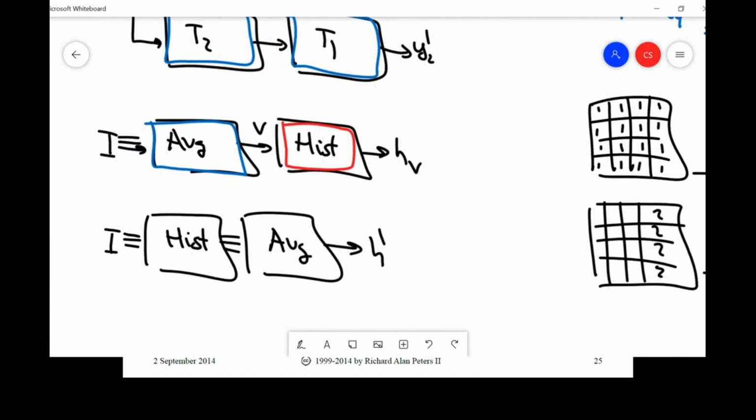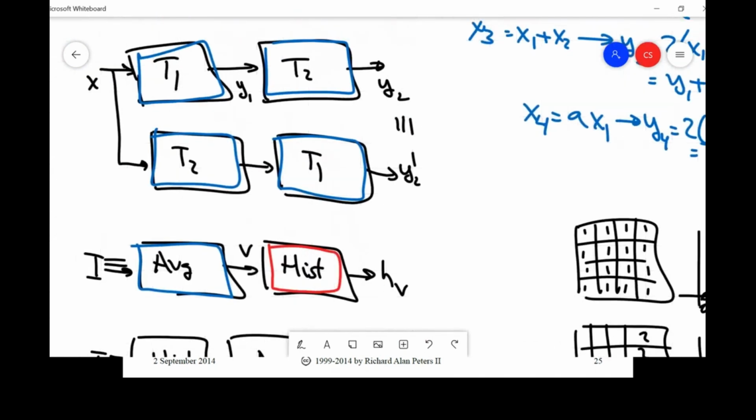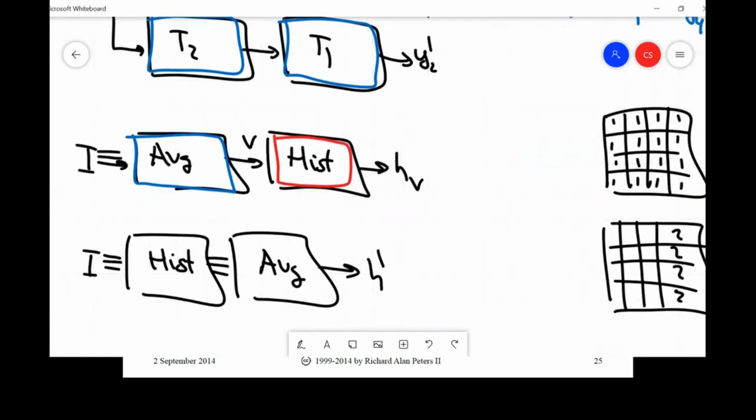And if it is not a linear operation, I cannot apply this idea that I can commute operators. So the histogram of an average in general is different. So these two things are different from the histogram of the average of the histograms.